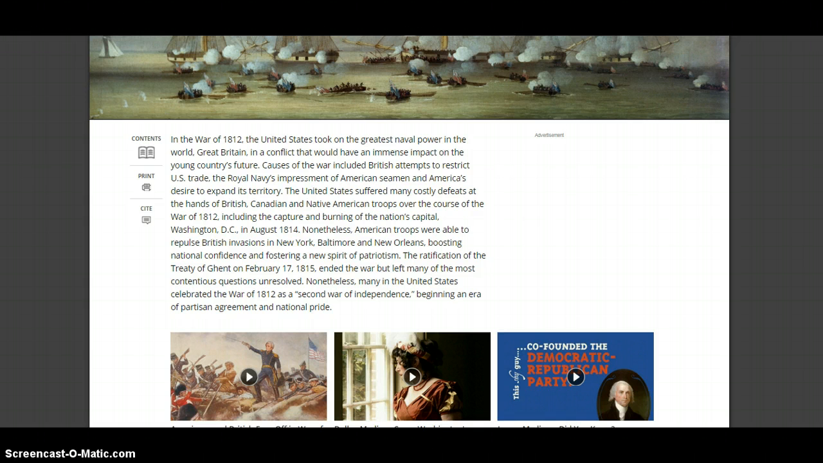The ratification of the Treaty of Ghent on February 17, 1815, ended the war but left many of the most contentious questions unresolved. Nonetheless, many in the United States celebrated the War of 1812 as a second War of Independence, beginning an era of partisan agreement and national pride.